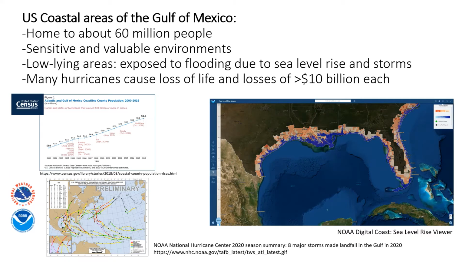This area is prone to flooding both from the land and from the ocean. It's an area that has a population of now over 60 million people. In 2020 alone, it was affected by 8 major storms that made landfall. And so it is a critical area where we can understand the risks that people are exposed to.